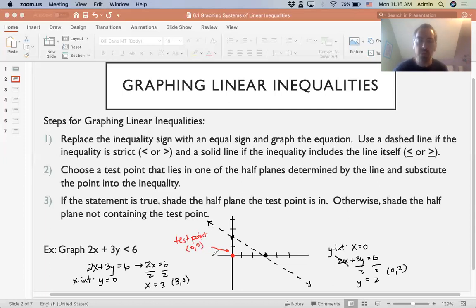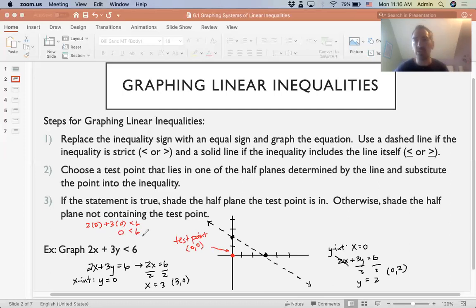Zero, zero. And then I'm going to substitute this into the linear inequality. All right, so I'm going to plug 0 into x, 0 into y. See, that's why it's so easy to use the linear inequality, because there's really not any math that you have to do, right? Because if x is 0, y is 0, both of those go to 0. So we've got 0 less than 6.